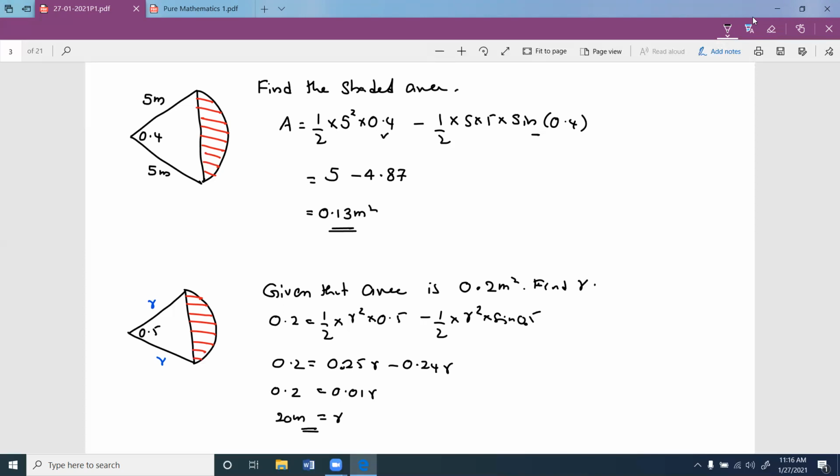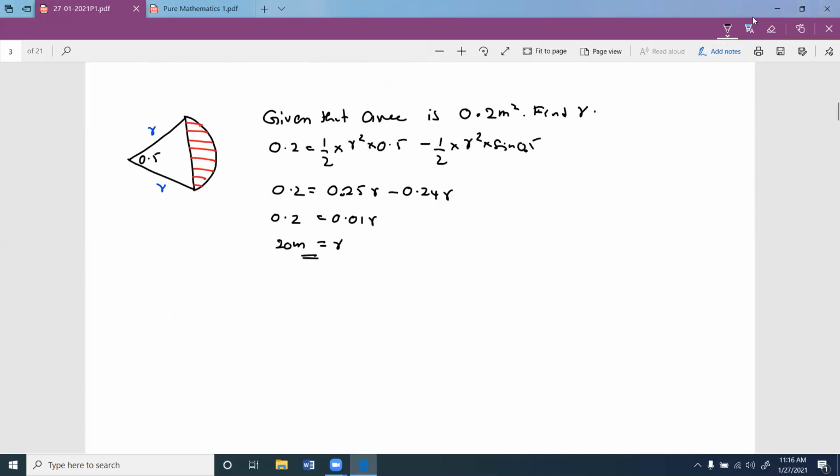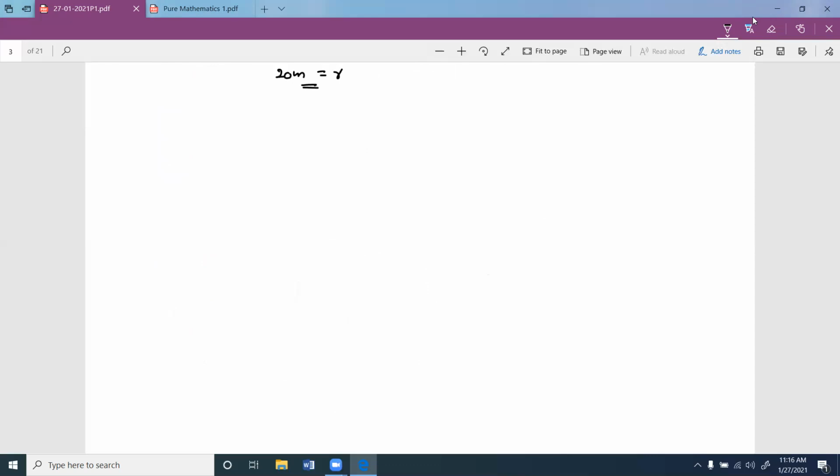Right. Then what other types of questions can they ask you? They might give a question somewhere like this. It's an arc sector and it's like this. This is 8 meters and they have given us that this length is 2 meters and they have shaded this region.